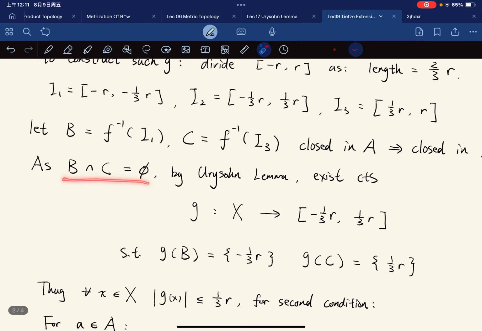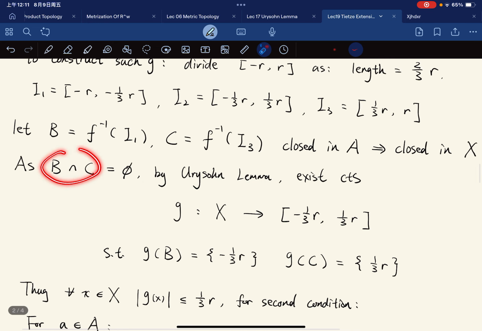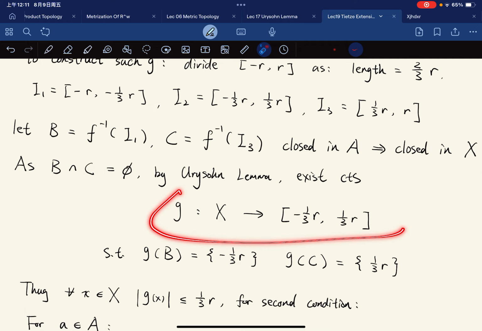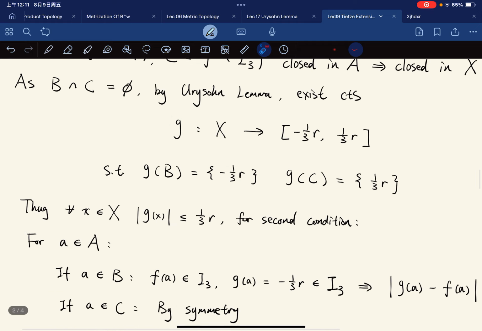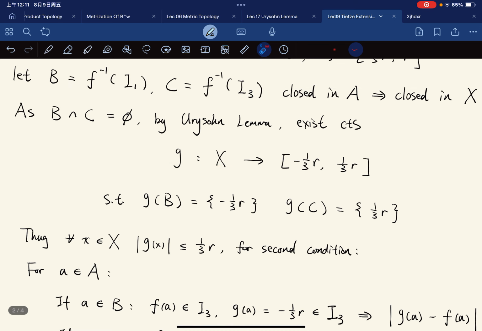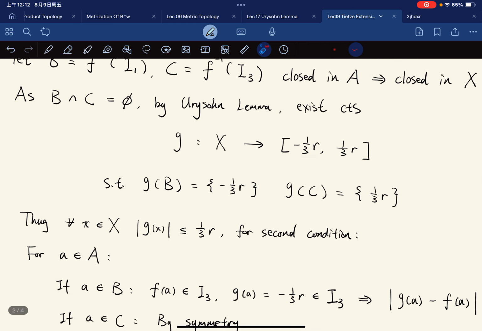Because they are trivially disjoint, we can apply Urysohn's lemma. Because X is normal and B and C are disjoint closed sets, we can separate them by a continuous function. Say the separation function is G, and that's from X to any closed interval we like. So we let our interval be [-r/3, r/3], such that it takes B to this and takes C to this. Okay, so G separates B and C here.